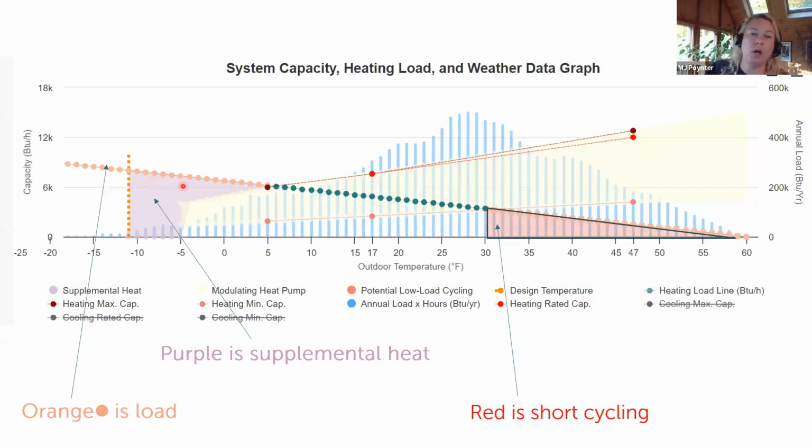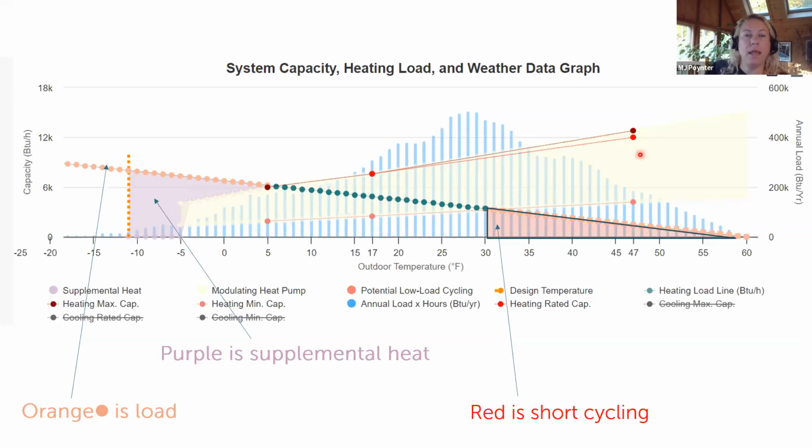So this purple is all the supplemental heat that's needed, including up here. This little triangle is the heat pump is running and your supplemental heat is kicking on, which could be like a boiler or electric heat. Your short cycling starts at 30 degrees and goes up.